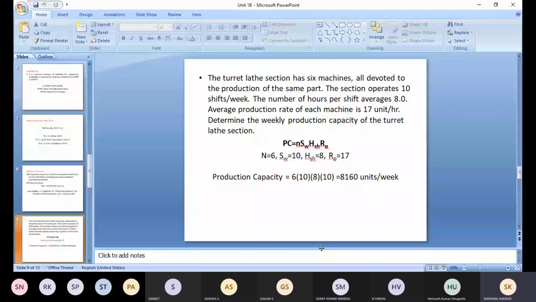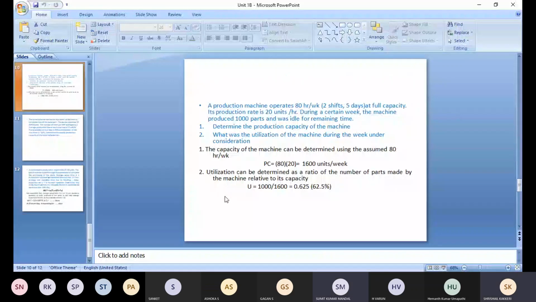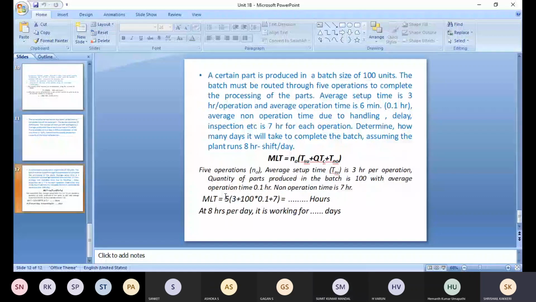Try to go through them. And one problem I did, you can see the first problem, and the second problem I put: a production machine operates 80 hours per week. You can see this. Yes, sir. This one problem I did, I think it is not required to explain. It is very simple and self-explanatory. And other problems I have also given, and the next problem also. Here I have given all the hints. You can go through the hints and do this problem. And this PPT I will be sharing with you.